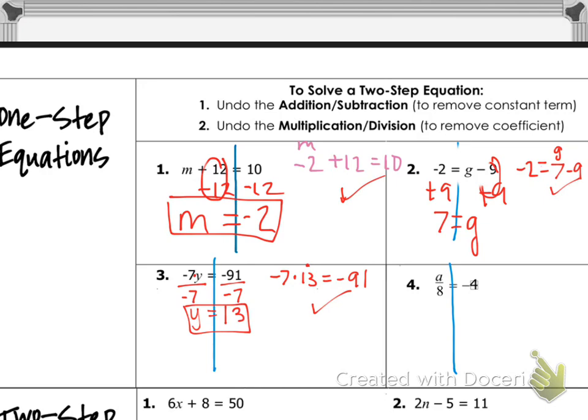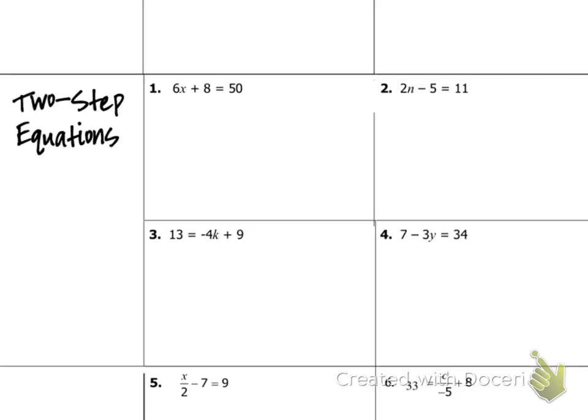Last one. We have a divided by 8. Alright? So, I want to do the opposite of dividing by 8, which is multiplying by 8. So that one's out. Multiply by 8. I get a equals negative 4 times 8 is negative 32. I can check my answer. Negative 32 divided by 8 equals negative 4. Is that true? Yes.